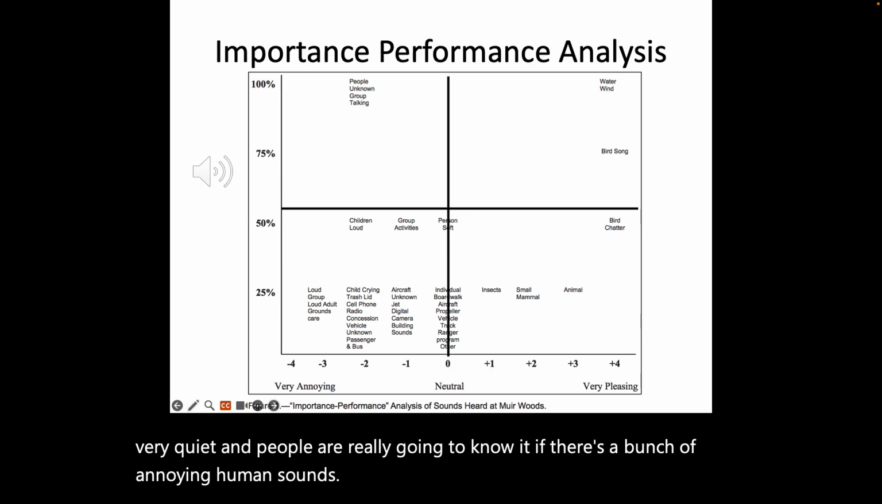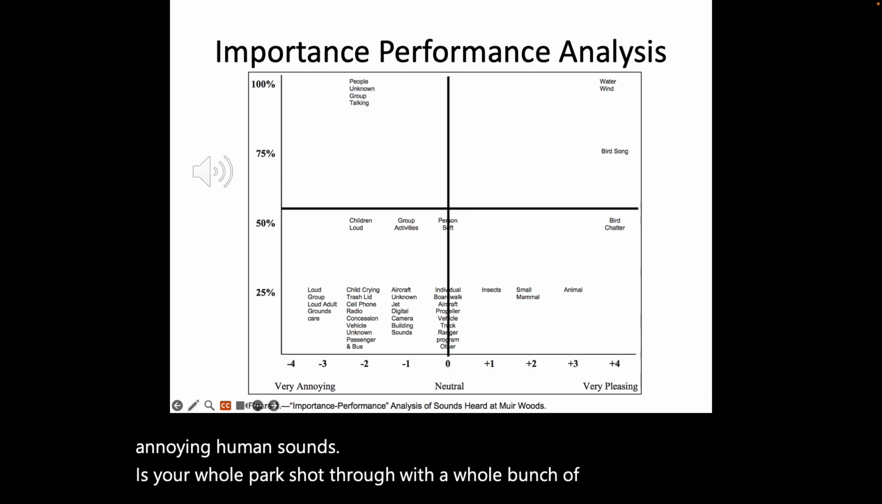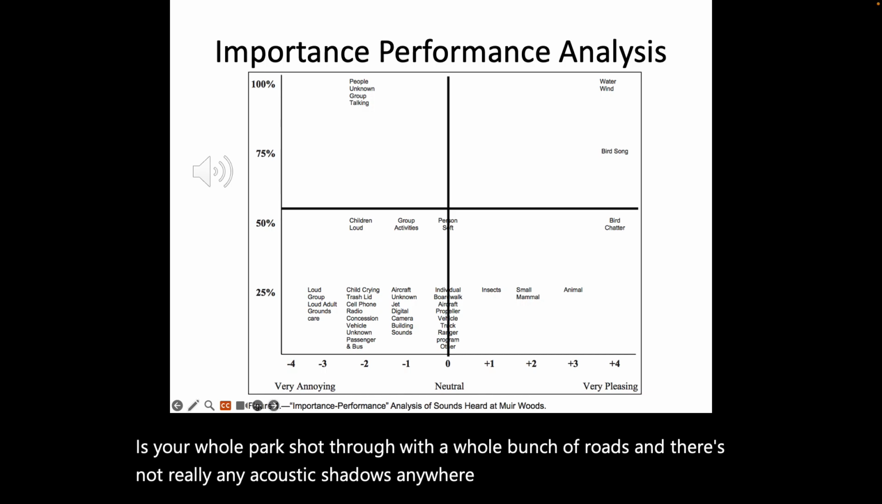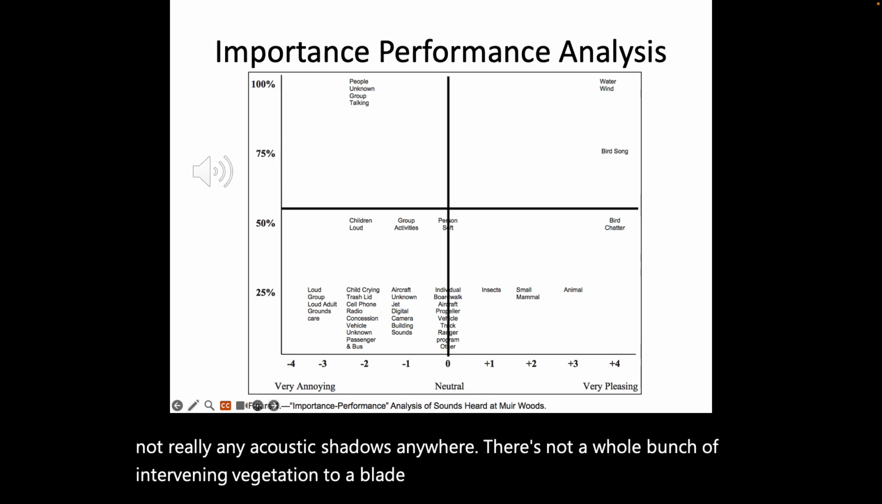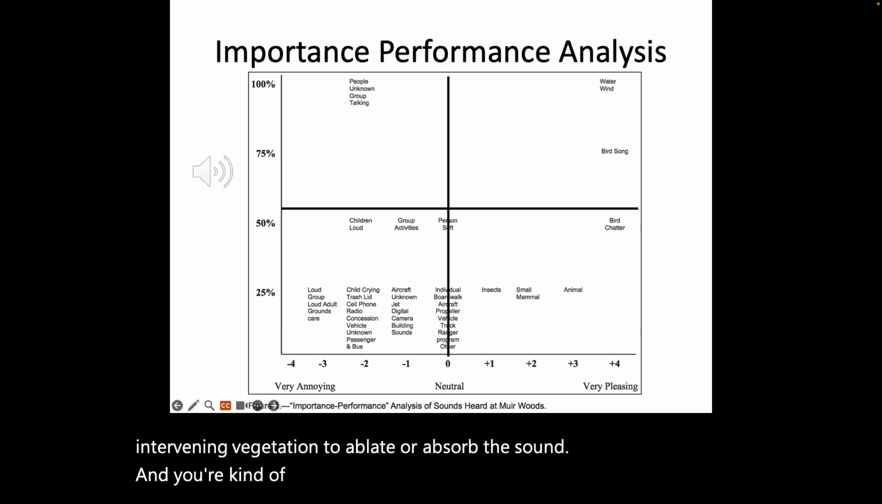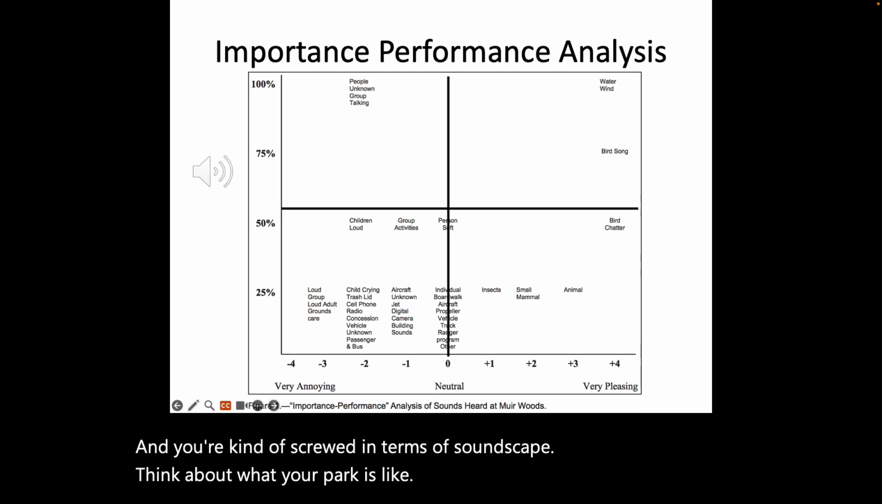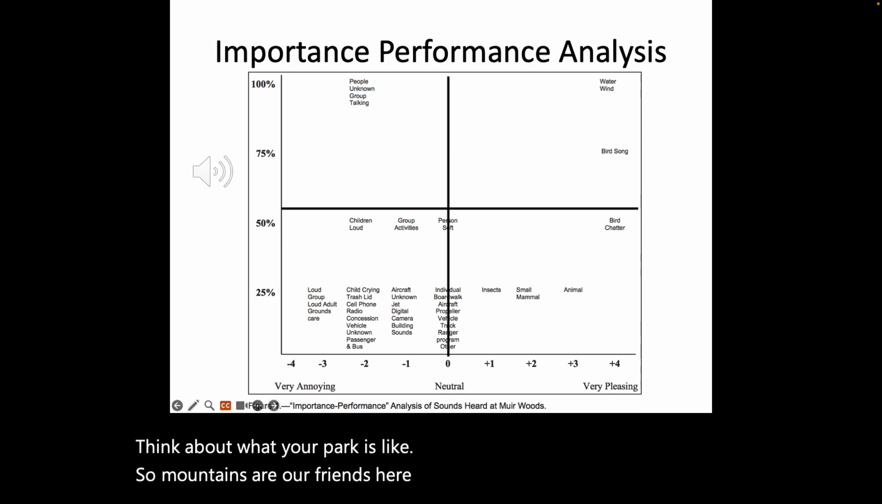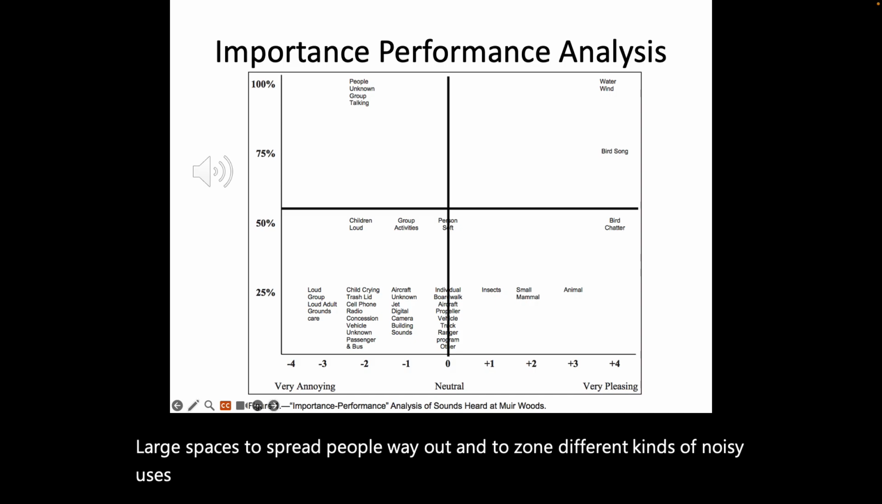Is your whole park shot through with a whole bunch of roads, and there's not really any acoustic shadows anywhere, there's not a whole bunch of intervening vegetation to ablate or absorb the sound, and you're kind of screwed in terms of the soundscape? Think about what your park is like, right? So mountains are our friends here. Tree cover is your friend here. Large spaces to spread people way out and to zone different kinds of noisy uses away from other sensitive kinds of uses. That's your friend, okay? That works in your favor.